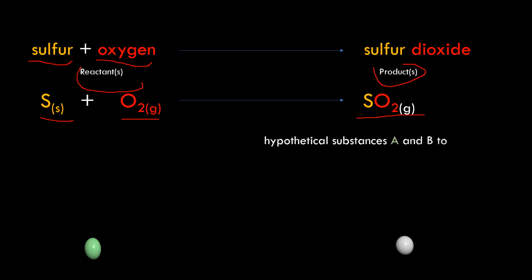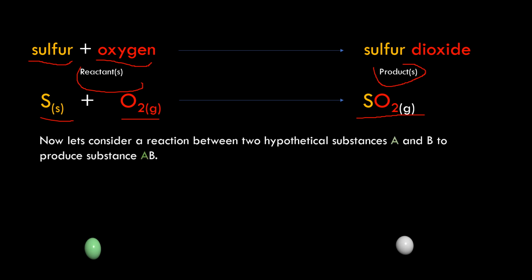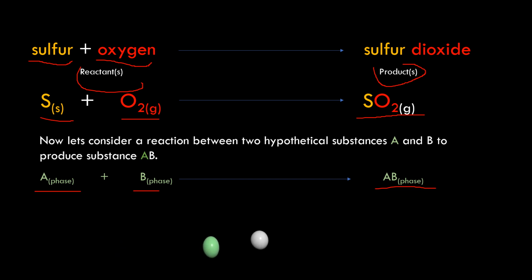So let's look at hypothetical substances A and B that react to produce substance AB. This can be represented in a chemical equation as A reacting with B to produce AB, right? In order for them to react, they should have enough energy and they should collide in the correct orientation. When they do that, they will collide and form a new substance, in this case our AB.